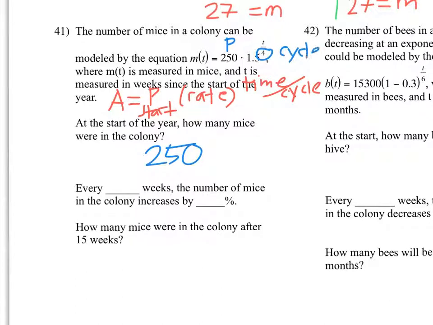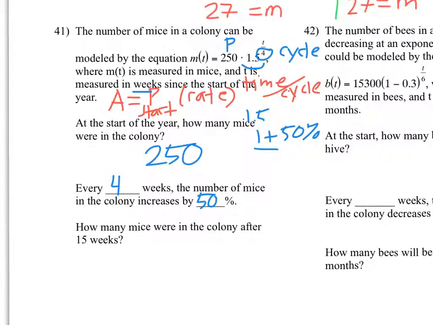So here we're looking at weeks, and if a cycle is 4, that means every 4 weeks the number of mice increases by 1.5, which is going to be 1 plus 50%. Our rates in terms of percents will always start with 1 plus that percent. So we're looking at every 4 weeks the number of mice increases by 50%. How many mice were in the colony after 15 weeks?